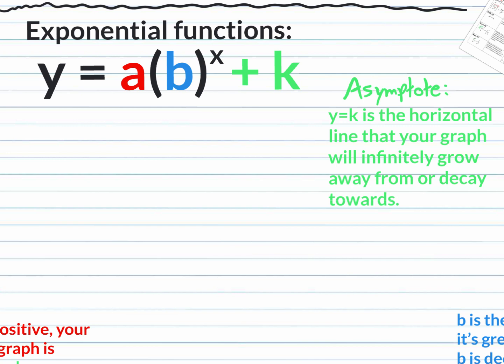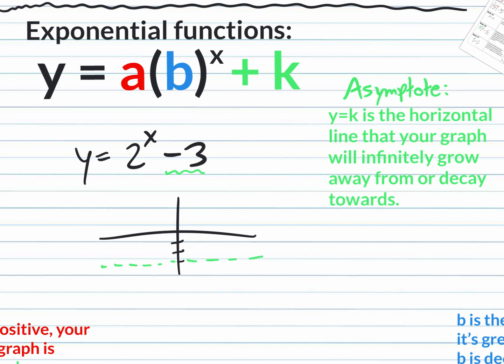Okay? So let's say I had y equals 2, I'll keep it simple, 2 to the x minus 3. Right here, our k value would be minus 3. That would mean that on a graph, 1, 2, 3, your asymptote would be right here. Does that make sense?